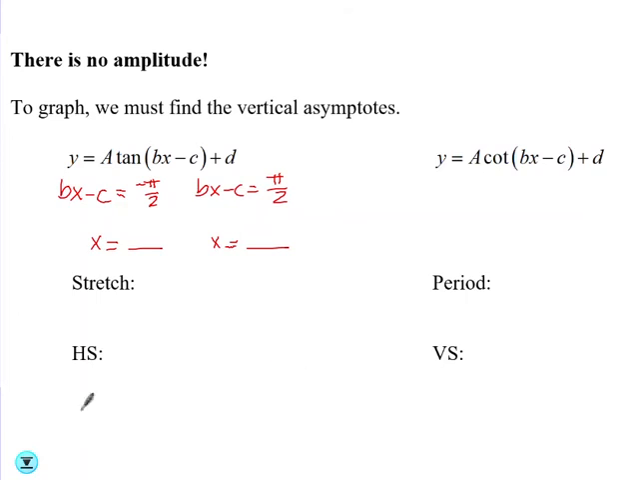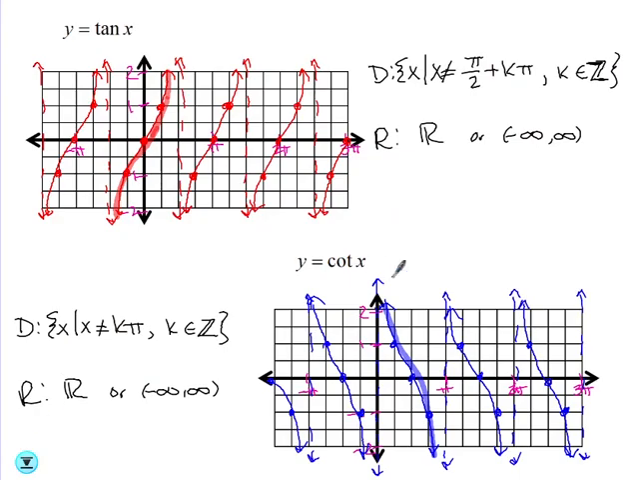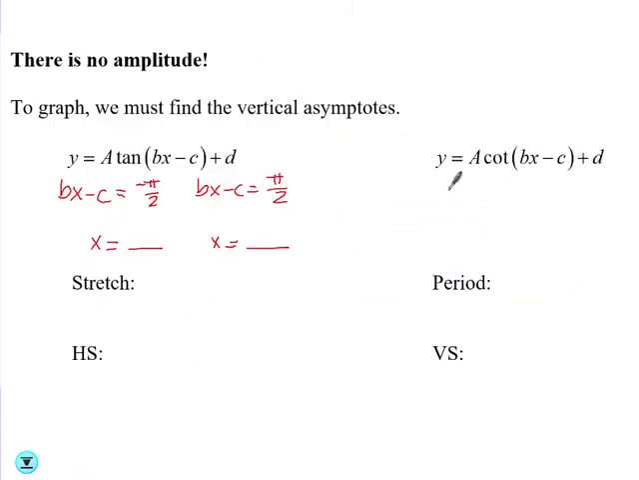Similarly for cotangent, in our first period, the asymptotes are at 0 and pi. So we're going to take the part inside the parenthesis, bx minus c, set it equal to 0 and pi, and then solve for x. And that will give us our asymptotes.